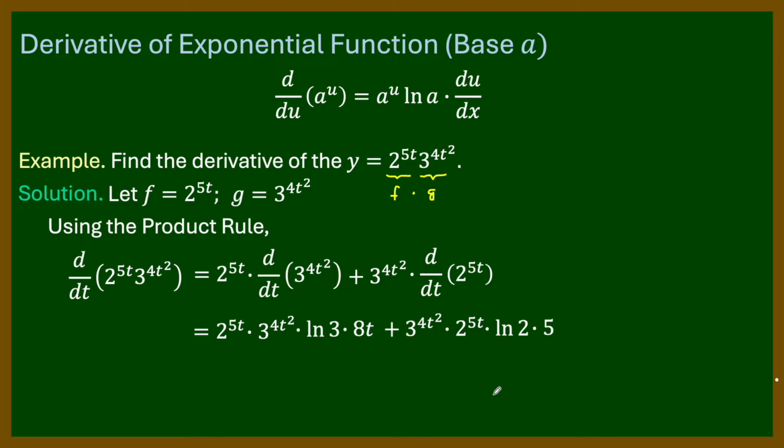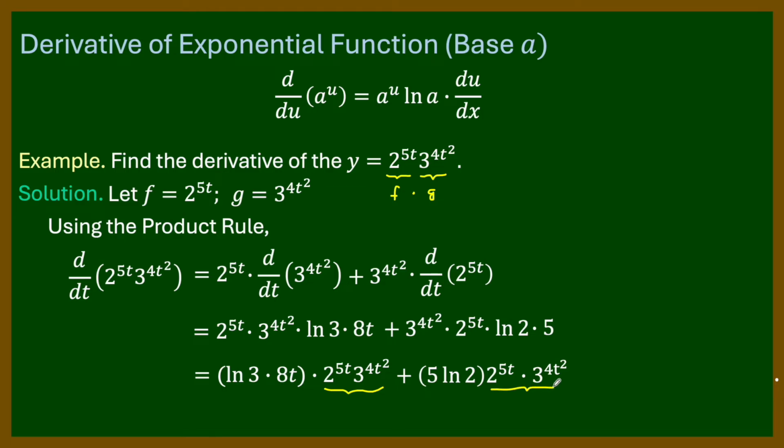And then from here, let us separate those constant terms and those terms with an attachment of variable t. So, under the first term, the constants are ln of 3 and 8t. For the second term, the constants are ln of 2 and 5. Now, observe that both terms contain 2 to the 5t and 3 to the power of 4t squared. So these are the similar terms.